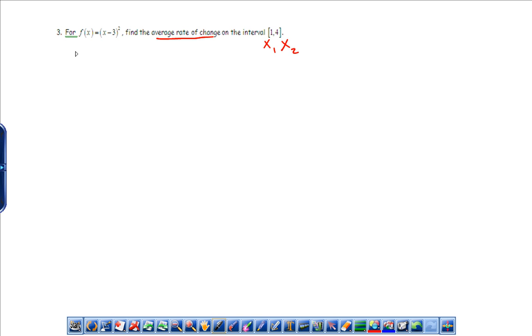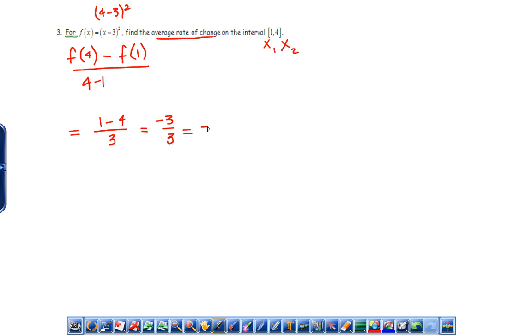So I'm going to write the formula. Remember, your top one is your change in your y's, so that's f of x2 minus f of x1, over 4 minus 1. Now remember, in order to get f of 4, I'm basically plugging in a 4 for this value and testing it out to see what I would get. That gives 1 minus 4 over a value of 3, which is -3 over 3, and that's -1.